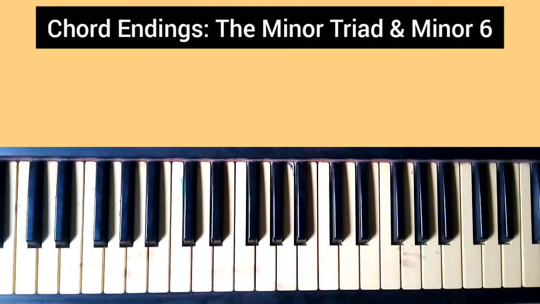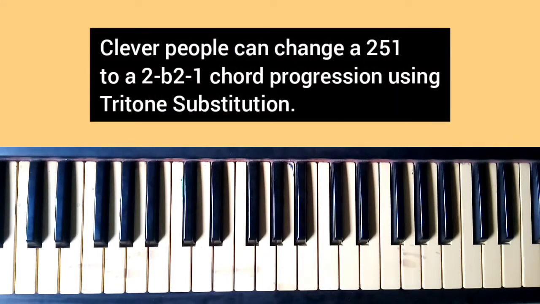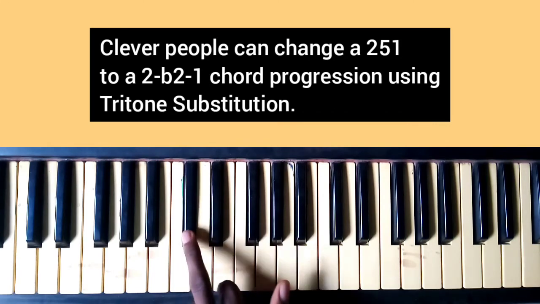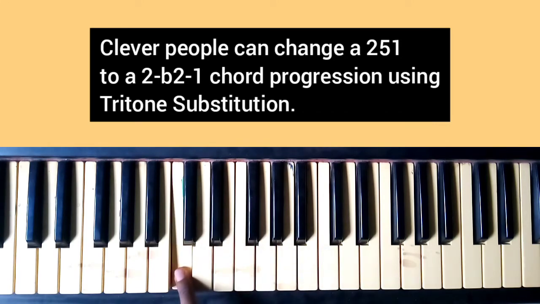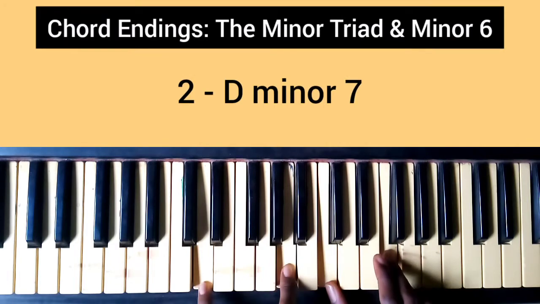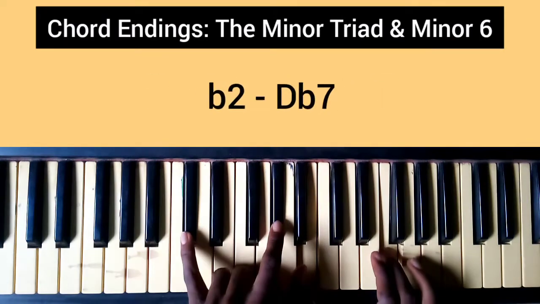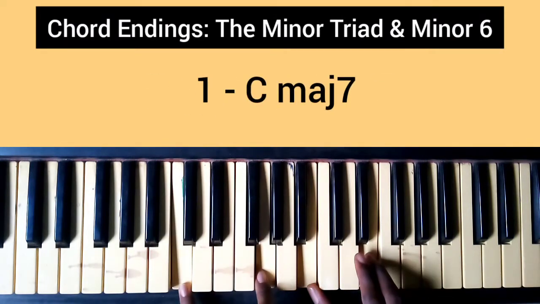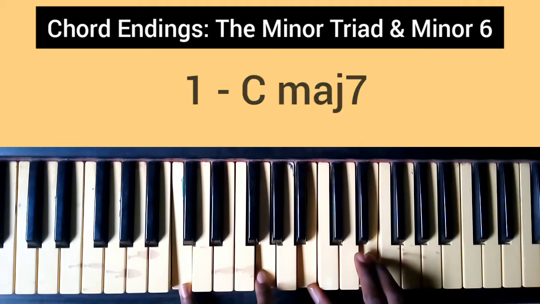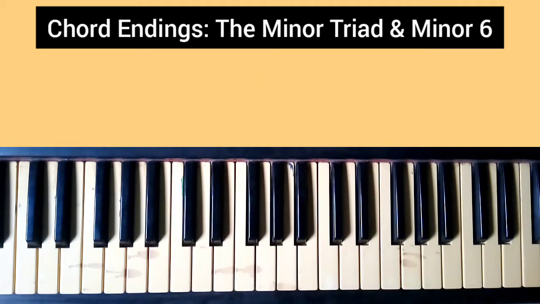And some people can try to be much more clever. They can use a tritone substitution and play a 2-flat-2-1 chord progression, and they'll play something like this: D minor 7, D flat dominant 7, and then back to the C major 7. Okay, so that will be a 2-flat-2-1 chord progression.